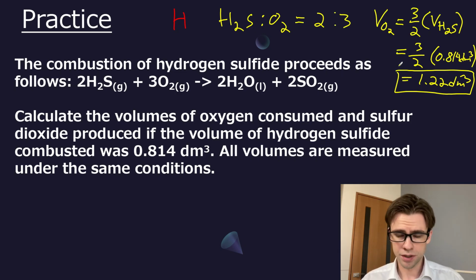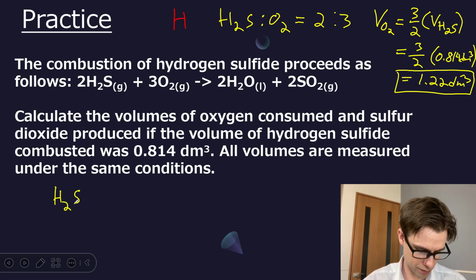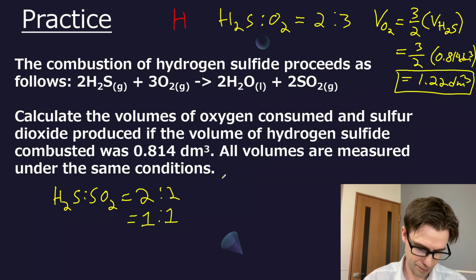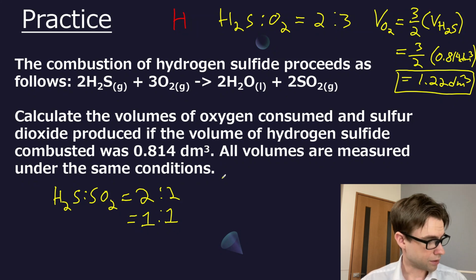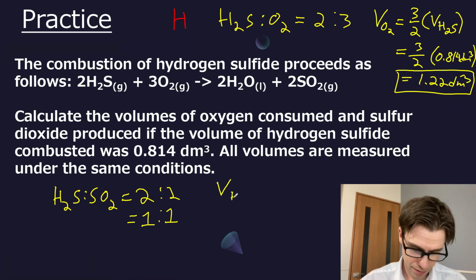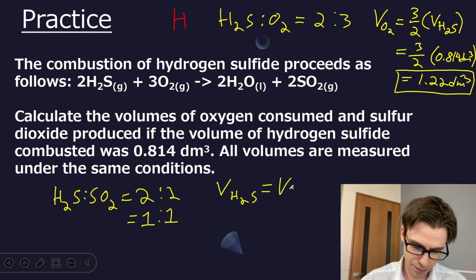There's another part to this question though, which is how much sulfur dioxide would be produced. So again, what's the ratio of H2S to SO2? In the balanced chemical equation, it is 2 to 2, which is the same as 1 to 1. So that means the volume of H2S equals the volume of SO2 that would be produced.